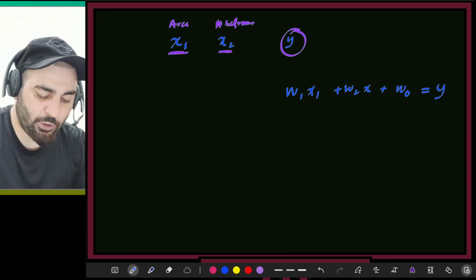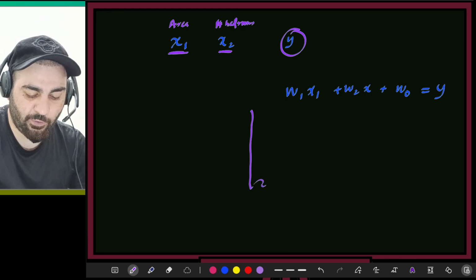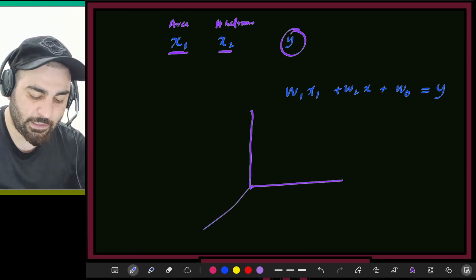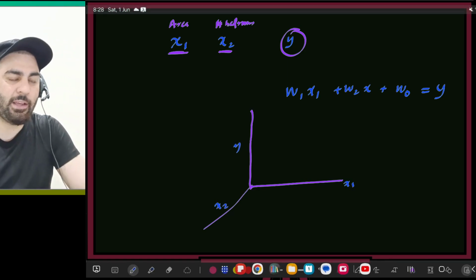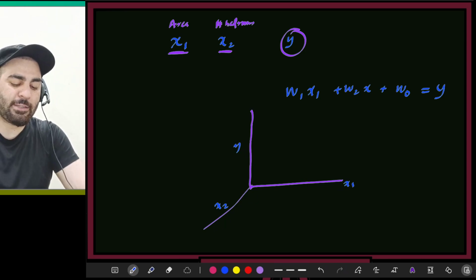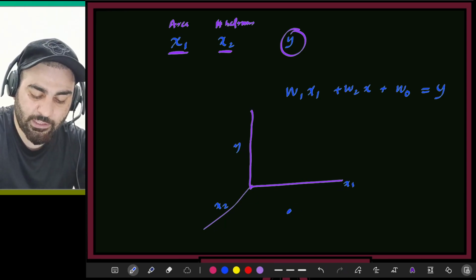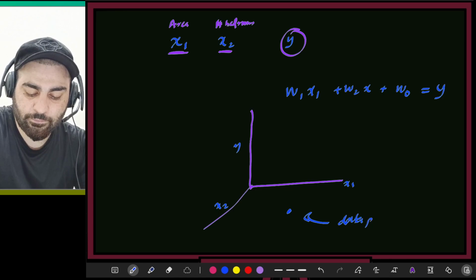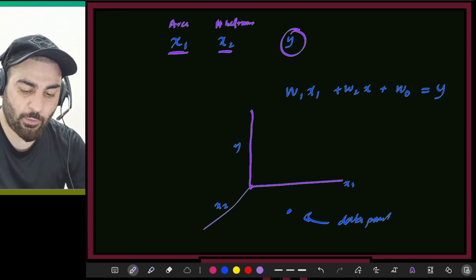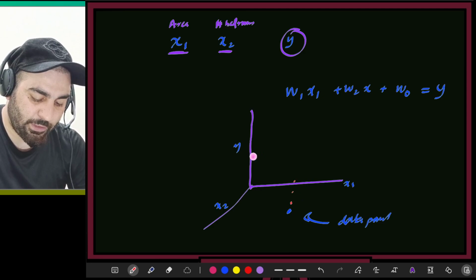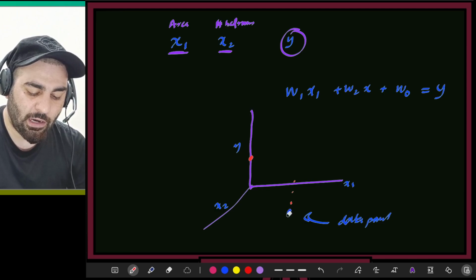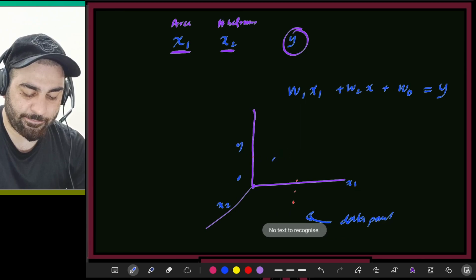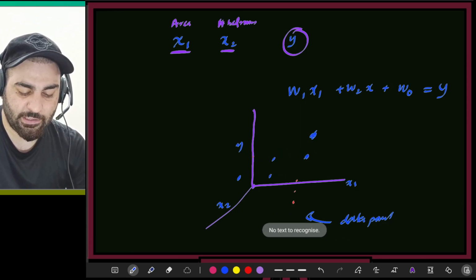Let's draw it. This is my first axis, second, and third axis. Let's say this is my x1 feature, this is my x2 feature, and this is cost, y. So this is my number of bedrooms and this is my area. Let's suppose this is my data point. Now if I want to predict, let's suppose the prediction comes out to be this, the corresponding area. If I write it like this, I'll get some points like this.